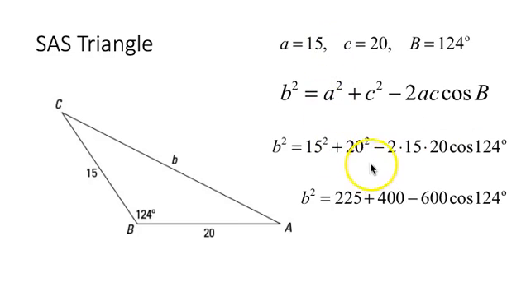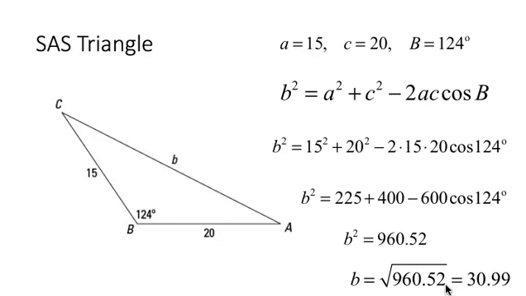So 15 squared plus 20 squared minus 2 times 15 times 20 times cos 124. 225 plus 400 minus 600 cos 124. So I have b squared is 960.52. B would be the square root of that. B would be about 30.99.